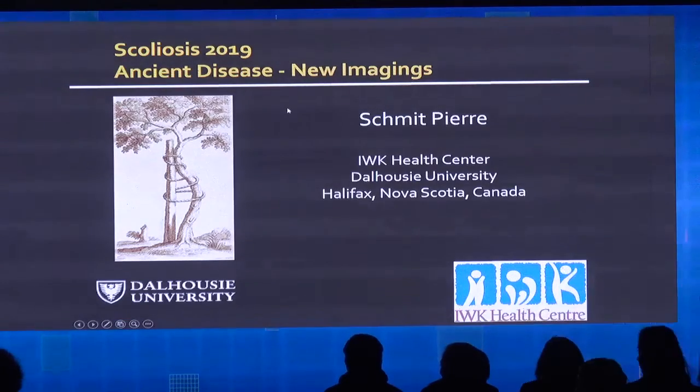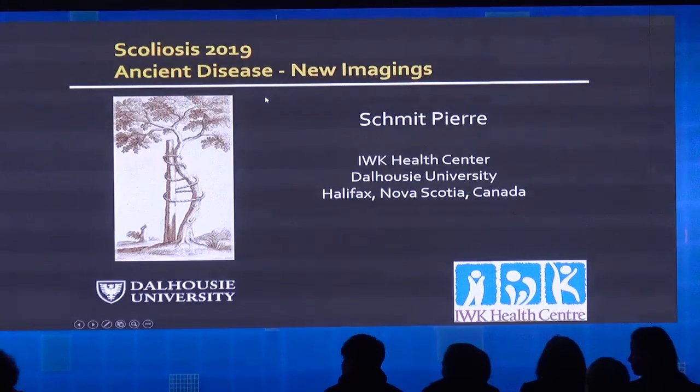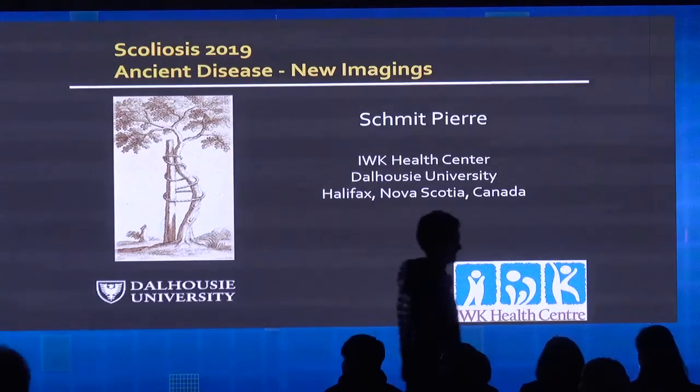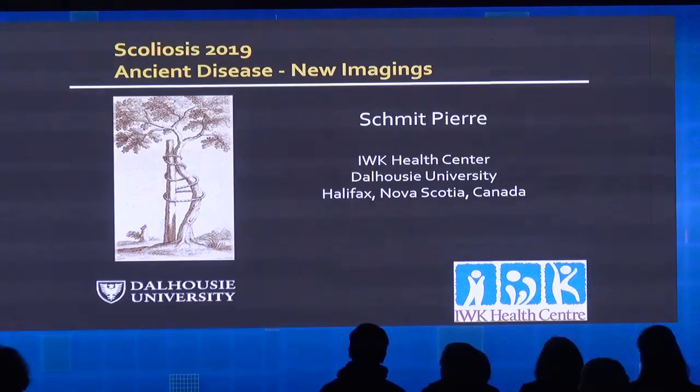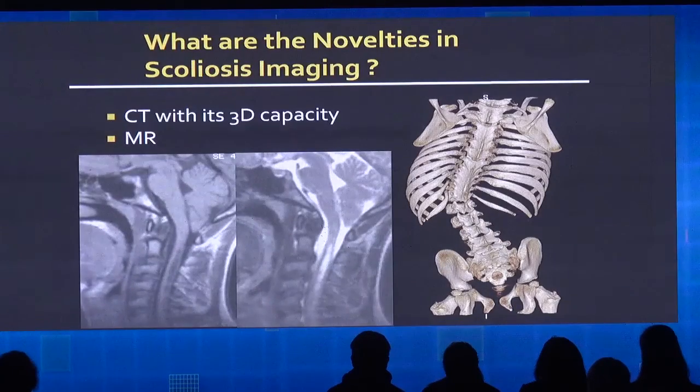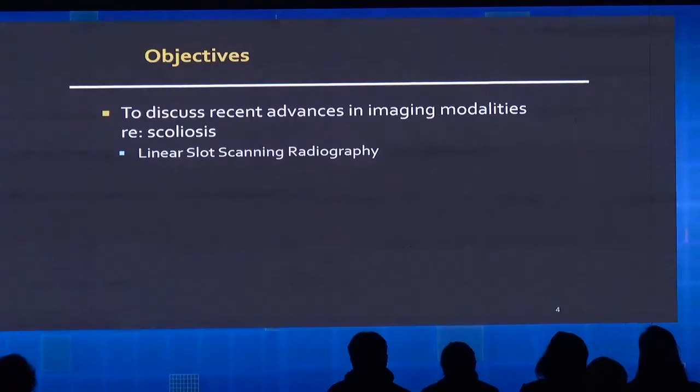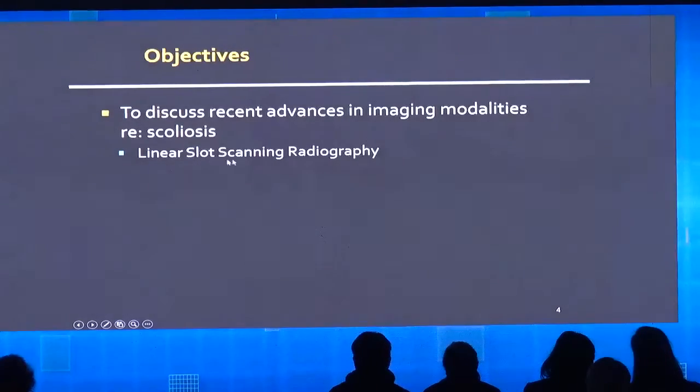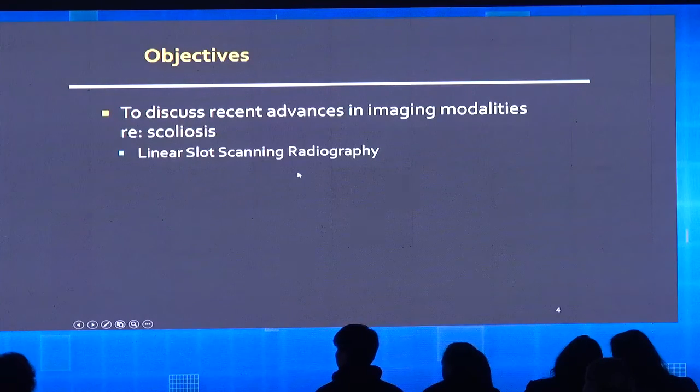Anyway, okay, so there are a few scoliosis. It can be boring, but if you are just a little bit interested, you will find it very, very interesting. So, no disclosure, and I will not speak that much about CT or 3D capacity. I will not speak about MR regarding scoliosis. I will speak mostly about linear slot scanning radiograph, the so-called EOS device. Okay, this is, I think, a very important advance in scoliosis imaging.